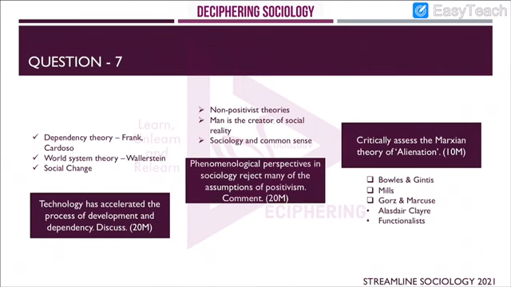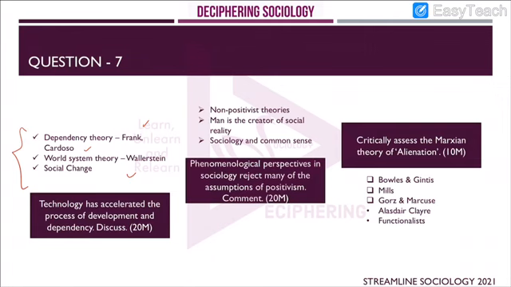Question 7. Technology has accelerated the process of development and dependency. This was from Social Change. And we had to write about dependency theory by Frank and Cardoso, also about world system theory by Wallerstein. So this was a straightforward question.